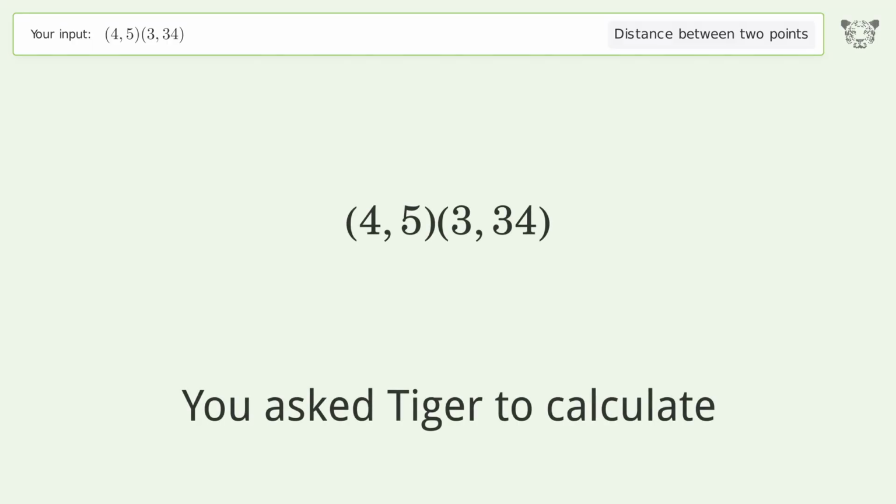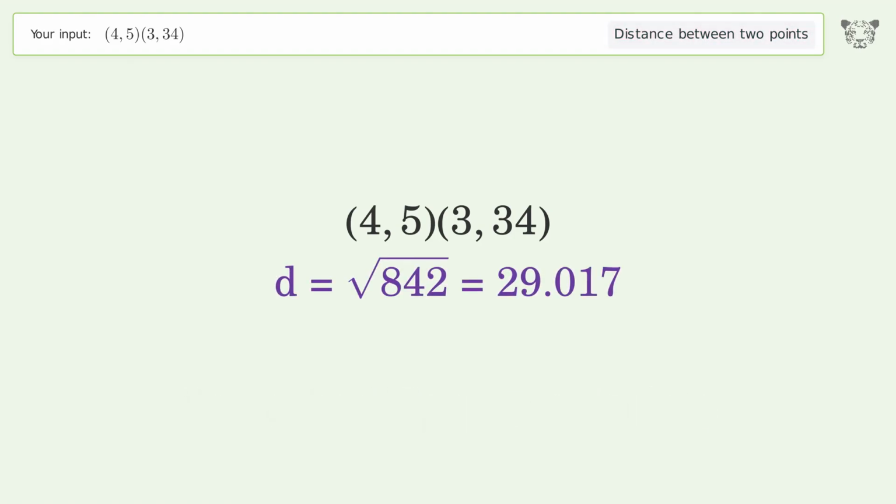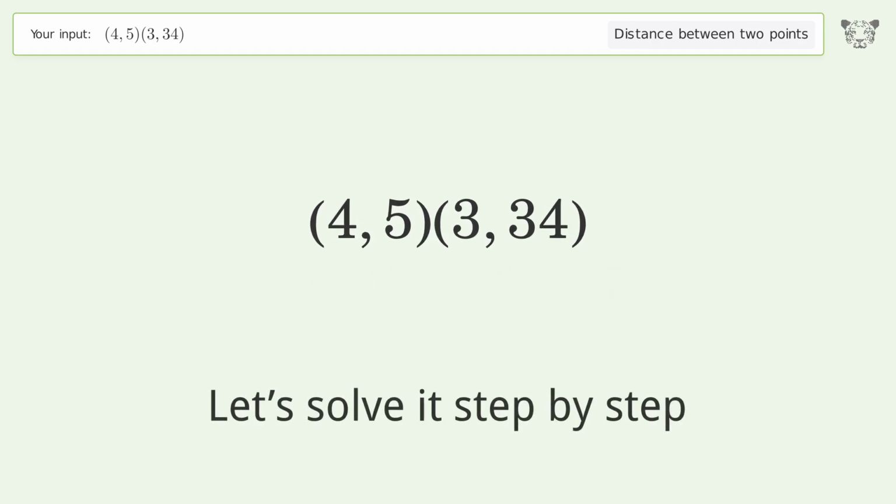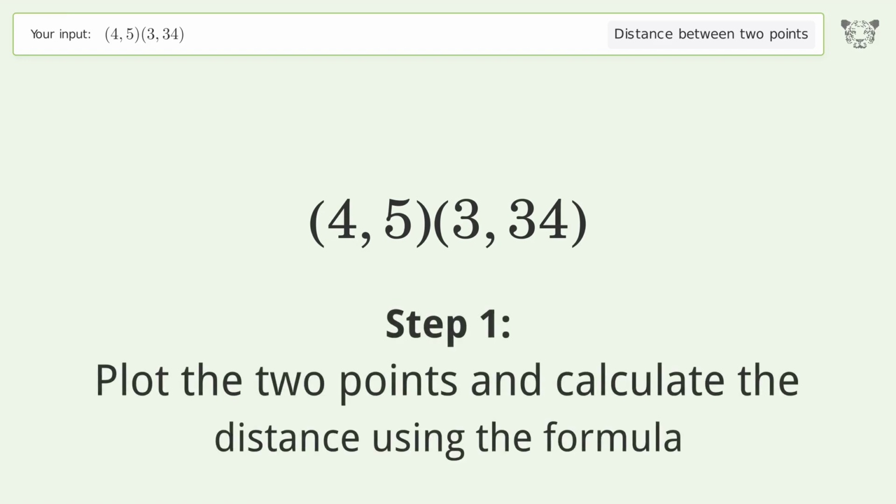You ask Tiger to calculate. This deals with the distance between 2 points. The distance between the 2 points is the square root of 842, or 29.017. Let's solve it step by step. Plot the 2 points and calculate the distance using the formula.